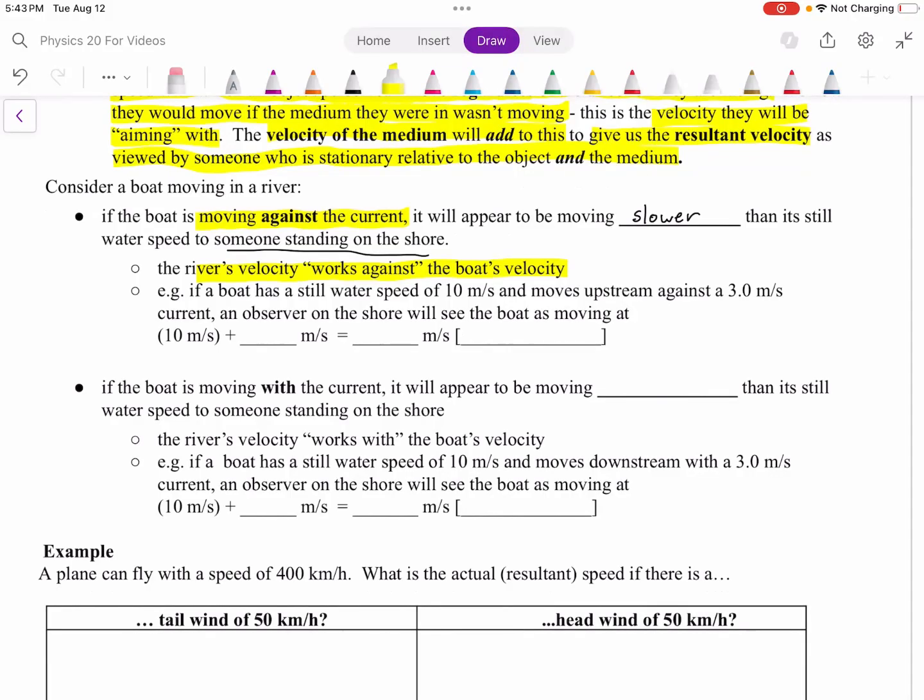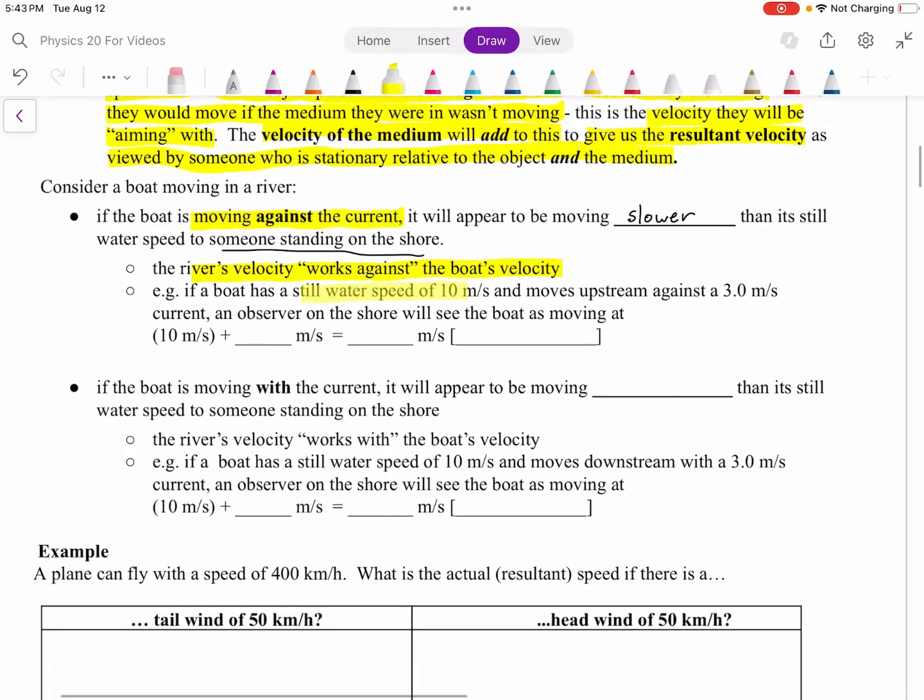Okay, so for example, if a boat has a still water speed of 10 meters per second and moves upstream, which means against the current, against a 3 meter per second current, an observer on the shore is going to see the boat moving at, 10 meters per second.